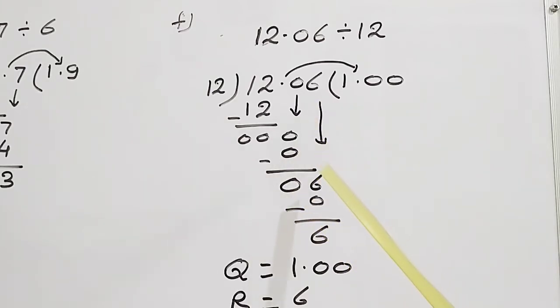Then write the next digit 6 down. Again 6 is less than 12. So 12 zeros are 0. So the quotient is 1.00 and 6 is the remainder.